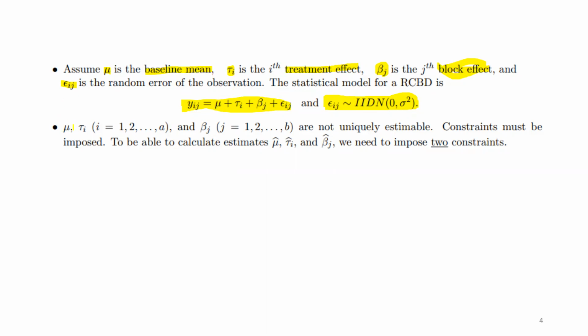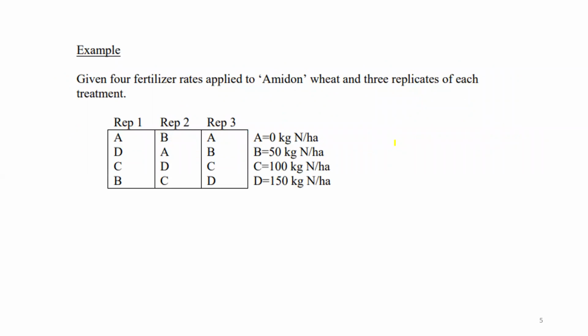Then mu, it's okay. Tau i, you should mention how many observations for the i, and beta j, you need to represent what is the scope of j. They are not uniquely estimable. Constraints must be imposed. I will teach you what constraints mean later. To be able to calculate the estimates mu hat, tau i hat, and beta j hat, we need to impose two constraints. I will discuss constraints in the later chapter.